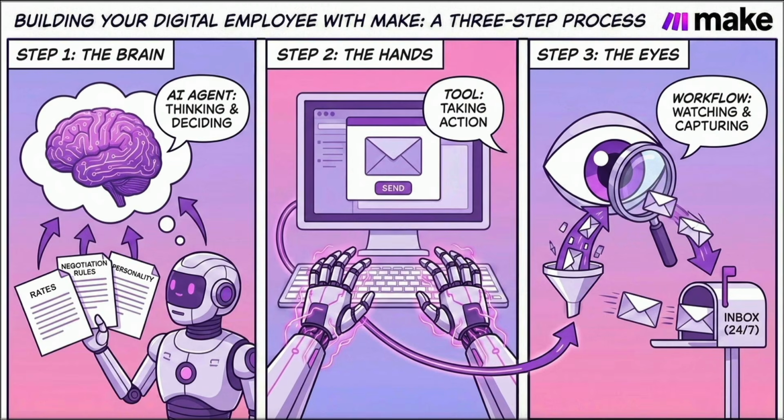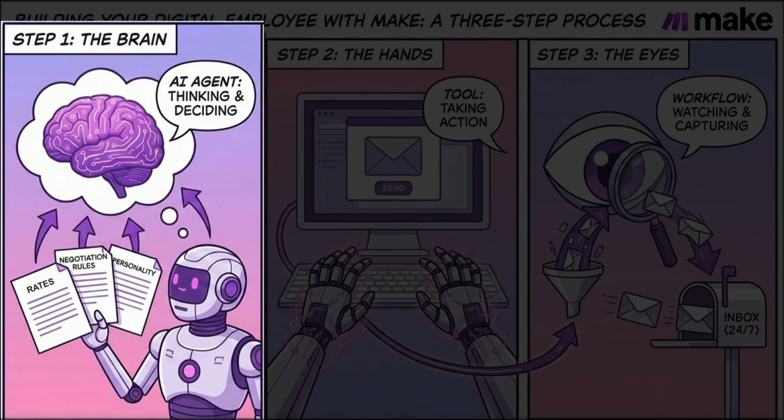touch my inbox. And to make this work, I want you to think of this build as like creating a digital employee. We need to construct 3 distinct parts to make it function. First, we're going to build the brain. This is the AI agent itself. We're going to give it a personality, feed it specific pricing rates, and then give it the rules on how to negotiate. This is where all the thinking happens.